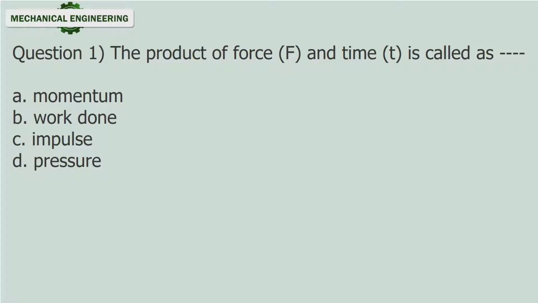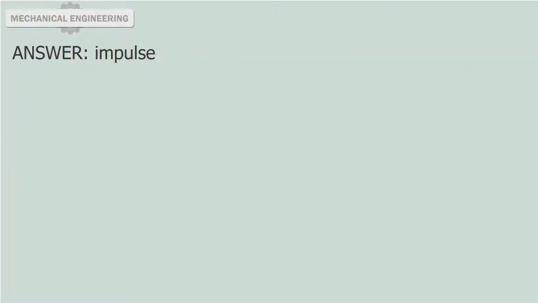Question 1. The product of force F and time T is called as, fill in the blank. A. Momentum. B. Work done. C. Impulse. D. Pressure. Answer, impulse.